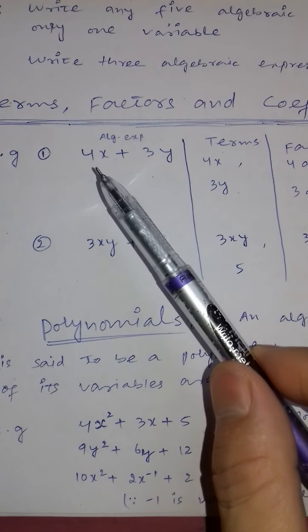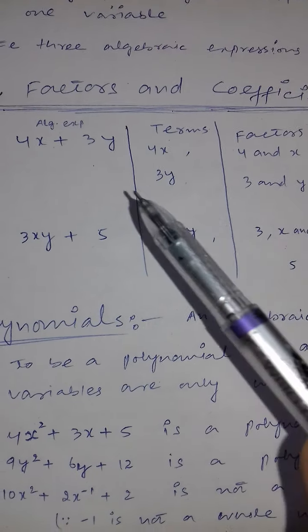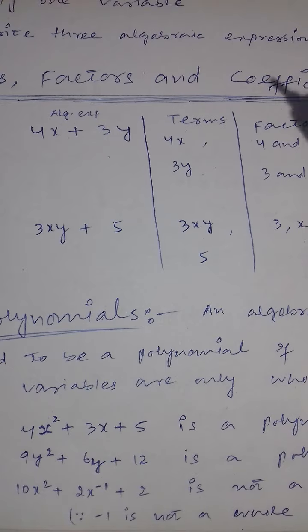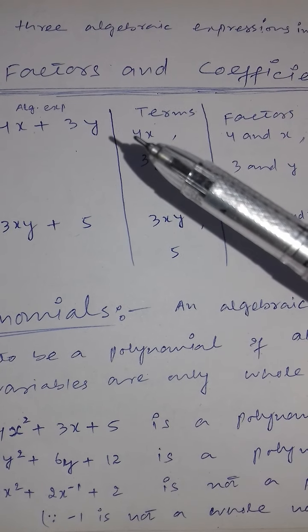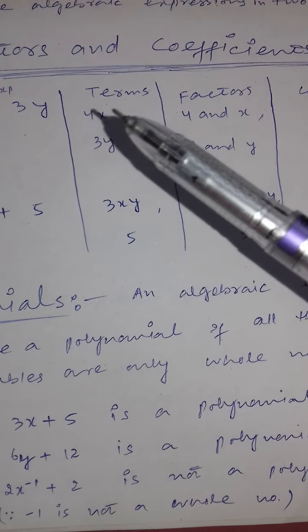4x plus 3y, how many terms are there? There are two terms. Now what are their factors? Factor means here multipliers. 4 is multiplied with x. So here we have how many factors? 4 is a factor, x is a factor.